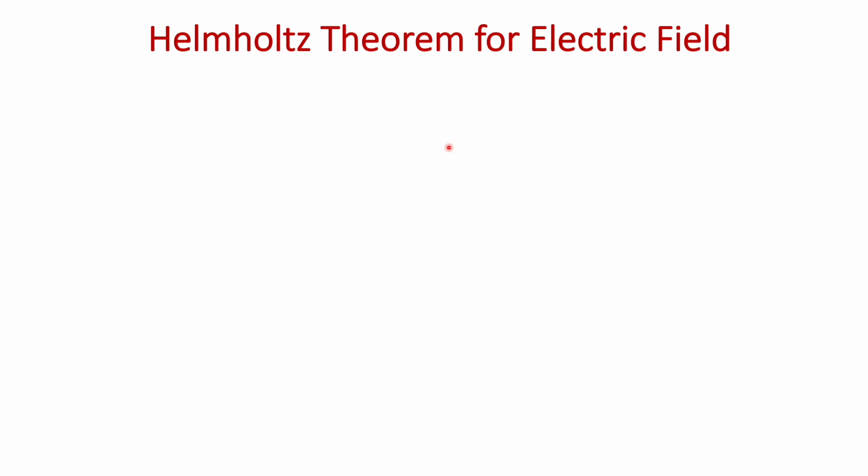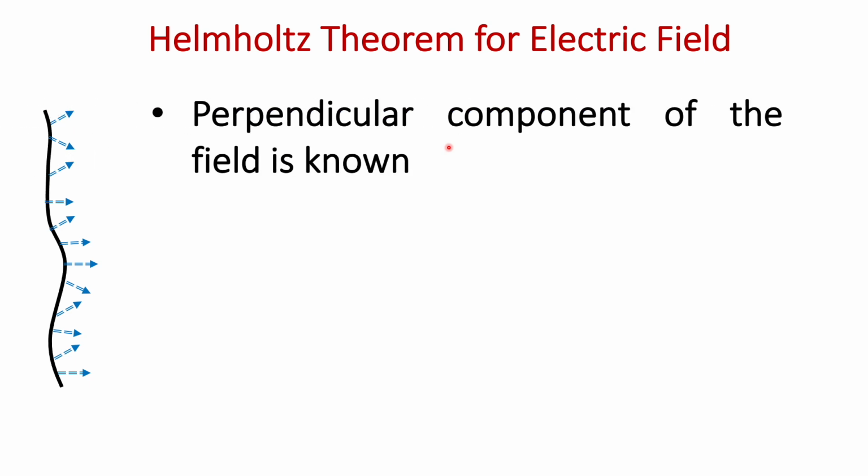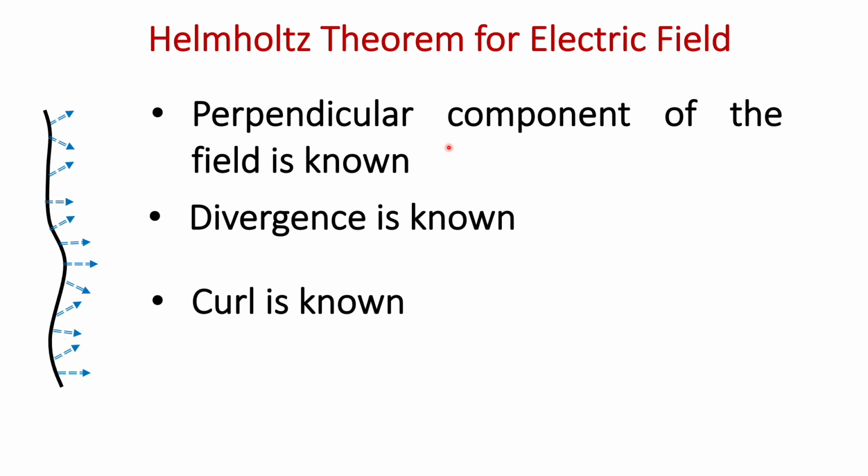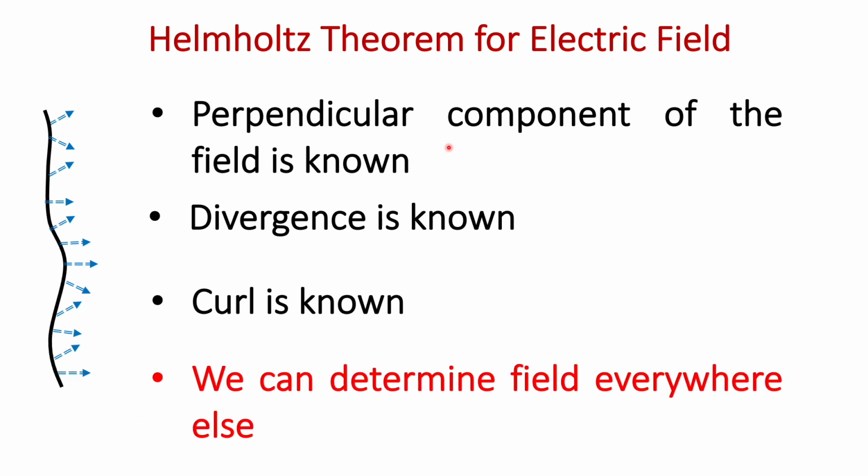So if we have a non-uniform electric field, what else do we need to know to determine the field everywhere in space? For example, if we have a wall which has a non-uniform electric field distribution, and we want to know the electric field at all the other points in space, then we must know the perpendicular component of the field at each point, and the divergence of the field, and also the curl of the field. If we know these three things, then we can determine the electric field everywhere else. This is the Helmholtz theorem for electric field.